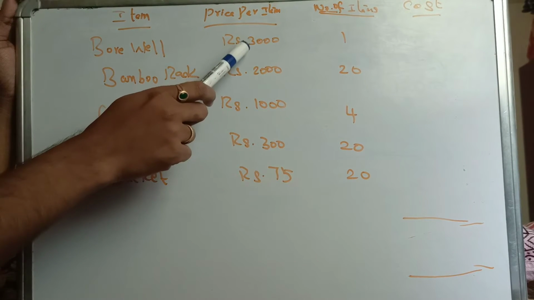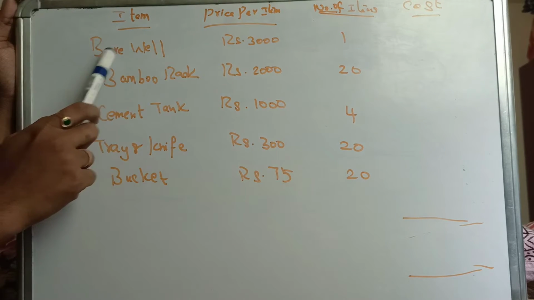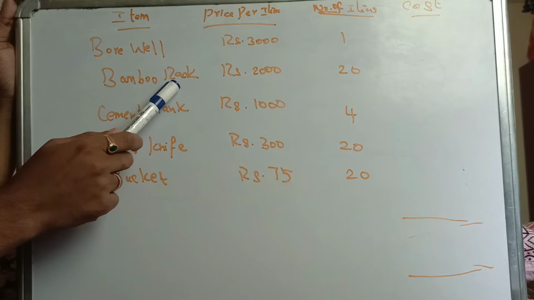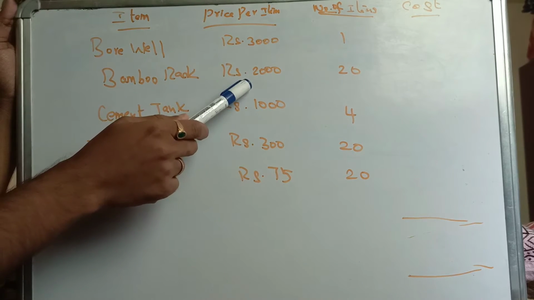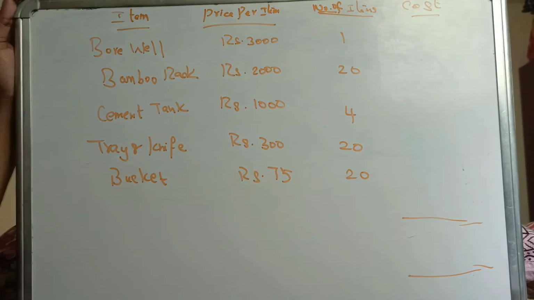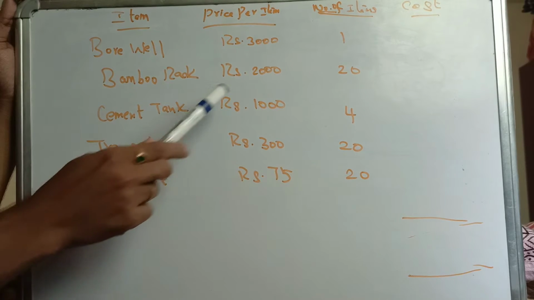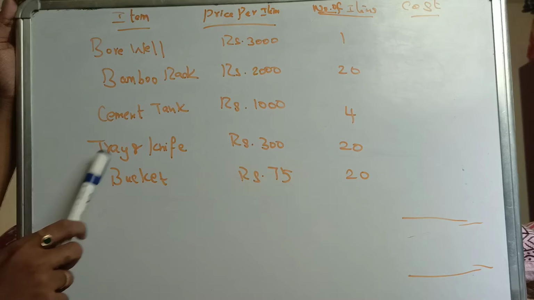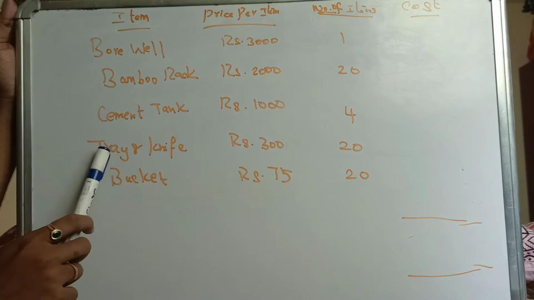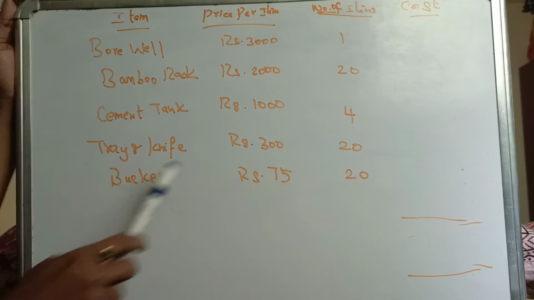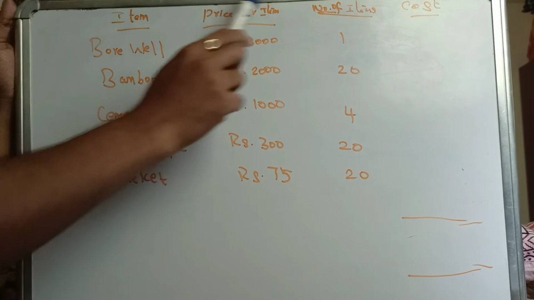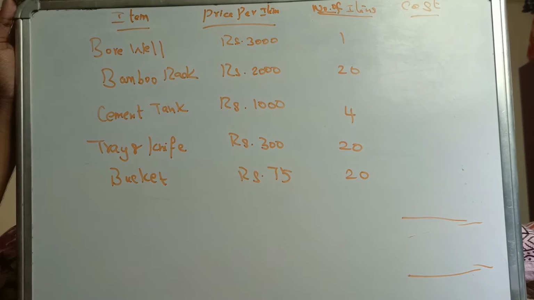Borewell. Price per borewell is rupees 3000. Bamboo rack for drying the fish is rupees 2000 per bamboo rack. Cement tank is rupees 1000 per item. Tray and knife is 300 together. And bucket is rupees 75. One bucket is rupees 75. So these two columns you understood, right?